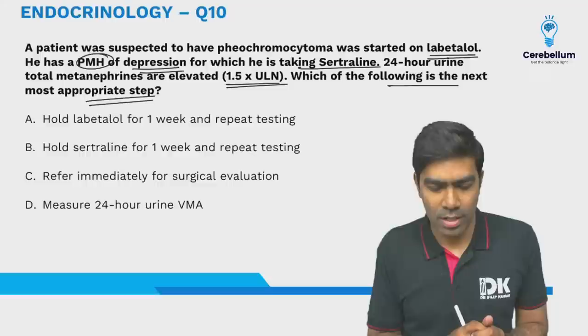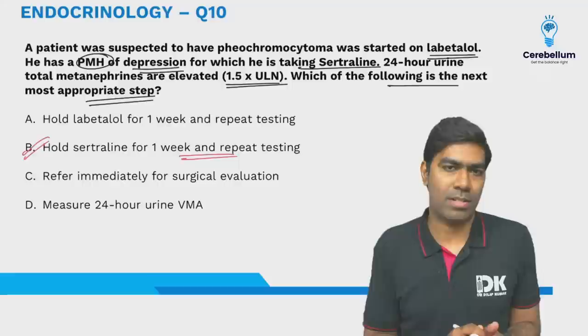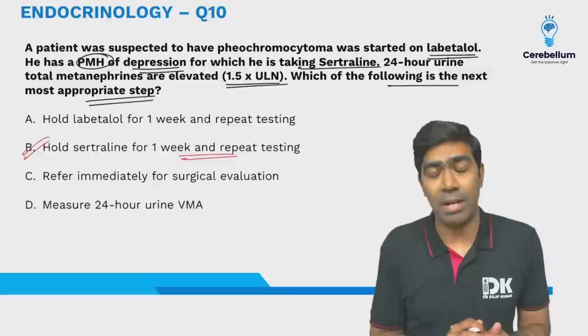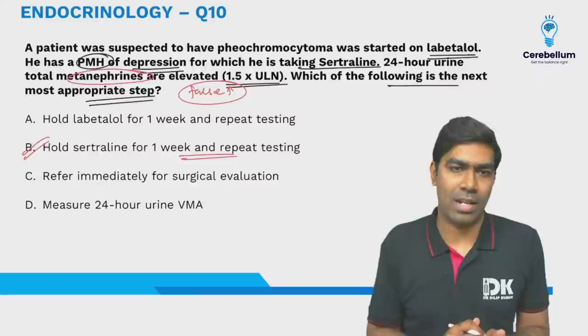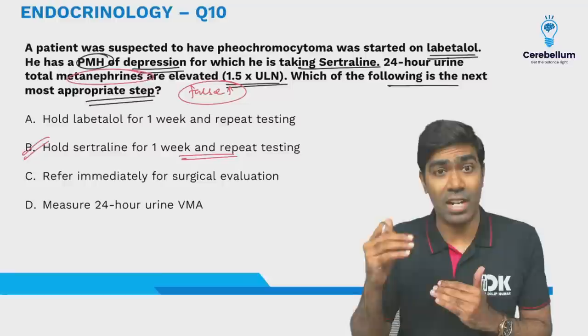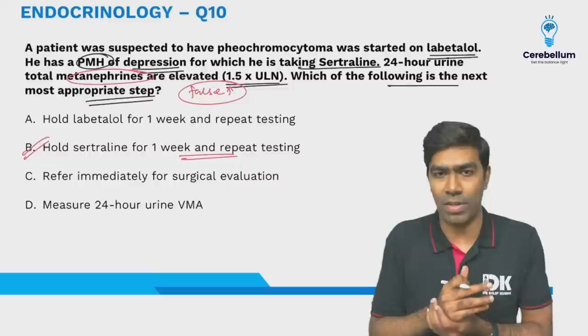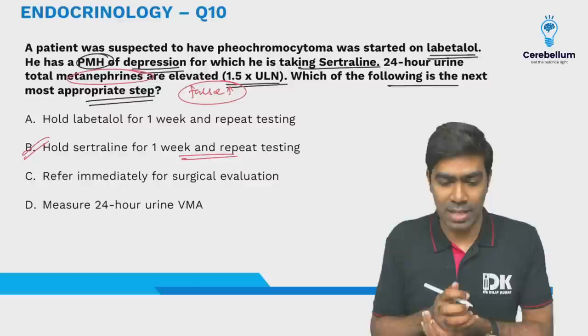You have to hold sertraline for 1 week and repeat testing. That is a very, very important point. You have to hold sertraline for 1 week and repeat testing because there are plenty of drugs that can cause a falsely elevated urinary metanephrines. Plenty of drugs, including SSRIs. TCAs generally don't cause that. But SSRIs, these are selective serotonin reuptake inhibitors. Because of high level of serotonin in the synapse, that can get metabolized to, it's an amine, right? That can be metabolized to metanephrine sometimes. So this kind of mild elevations, like for example, one to two times.